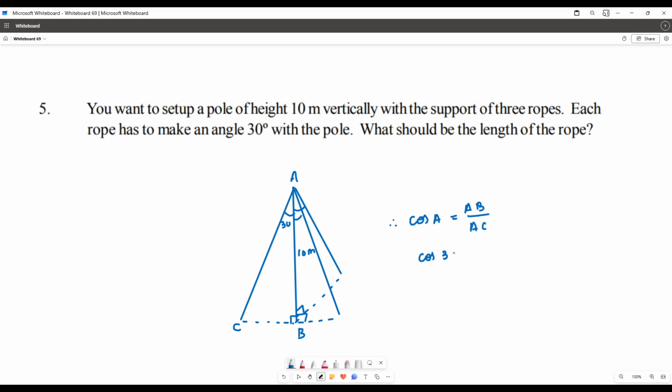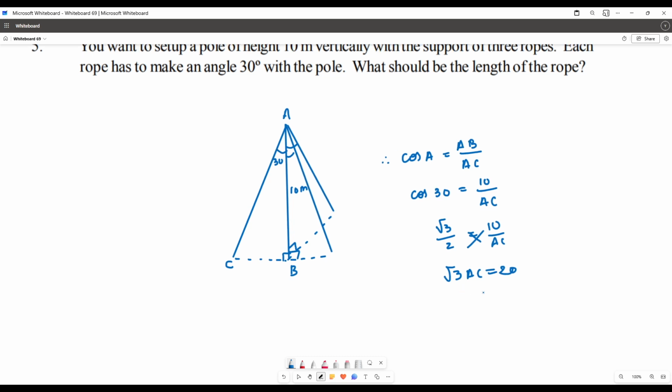Therefore, cos 30 equals AB by AC, which is 10 by AC. Now cos 30 equal to root 3 by 2 is equal to 10 by AC. If I cross multiply here, I would get root 3 into AC equal to 20. Next, if I bring root 3 to the right hand side, I would get AC is equal to 20 by root 3. And if I rationalize the denominator by multiplying root 3 on both sides, I would get 20 root 3 by 3. So now we found the length of one rope, which is AC.